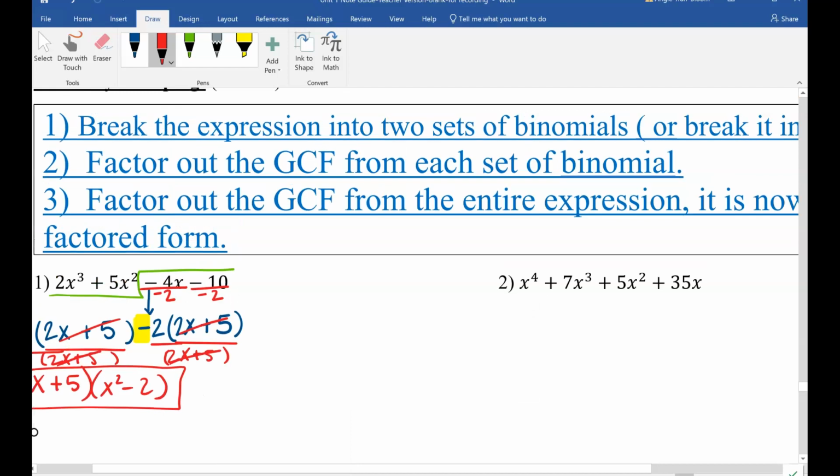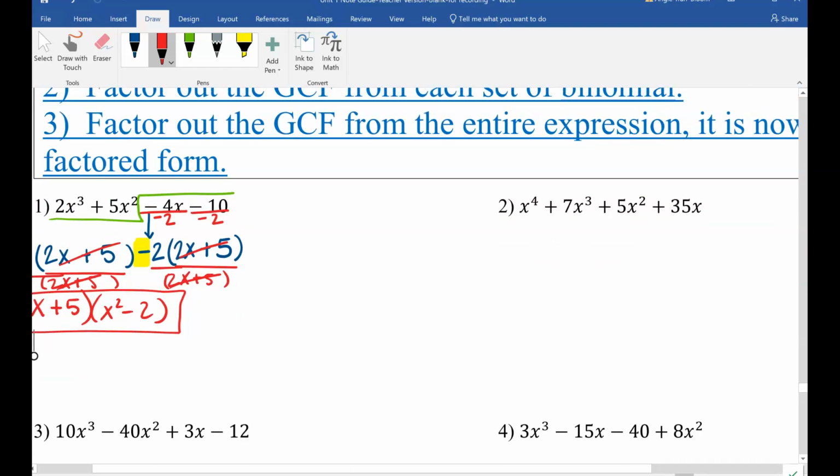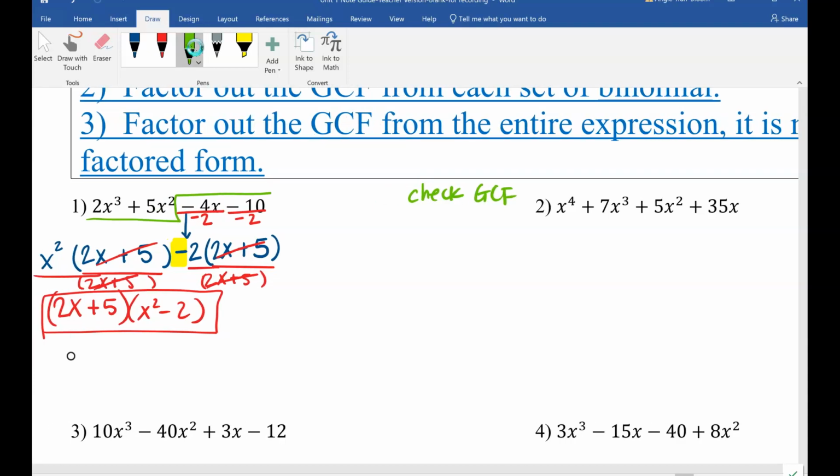Number 2, x to the 4th plus 7x to the 3rd plus 5x squared plus 35x. The first thing I should really have reminded you guys was to check for GCF, so let's go back to number 1 really quickly to see if we can take out a GCF to begin with. Number 1, 2x to the 3rd plus 5x squared minus 4x minus 10. There's no GCF because not all the terms have x's and not all the terms are divisible by 2 or 5.